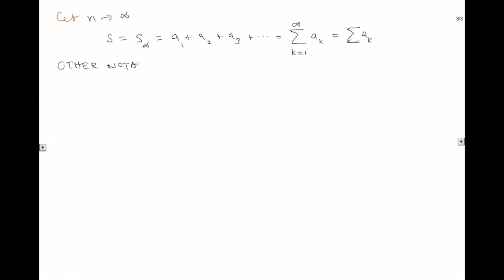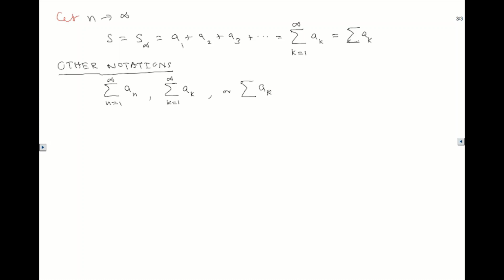Okay, so other notations. What are the other notations? We basically have three. We have sigma n going from 1 to infinity of an. Remember, whatever letter you use, just use the same index. Or we can write sigma k going from 1 to infinity of ak. Or, if it is obvious, we just write ak or an, like that. So those are the notations that we use.